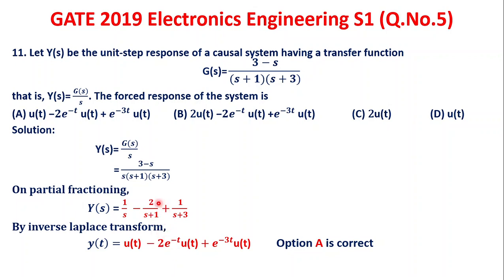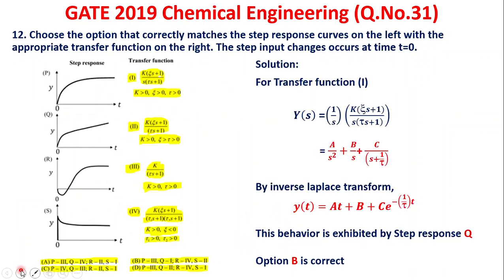So 2 e power minus t, again they have given u of t, because this exists only when t is greater than or equal to 0. So 1 by s plus 3 again e power minus 3t, like here e power minus t, it is e power minus 3t, there is no 2 here, 1, e power minus 3t u of t. So this fits into option A. So option A is correct, that's all.